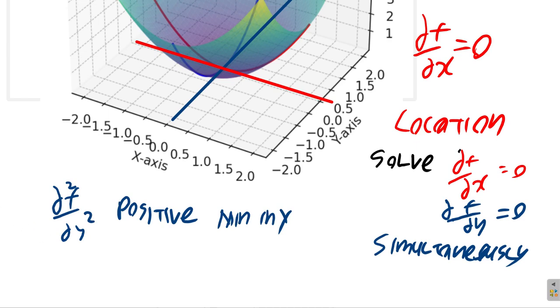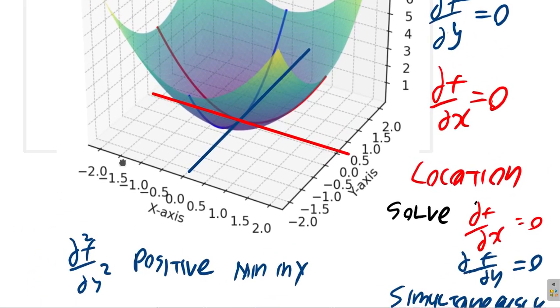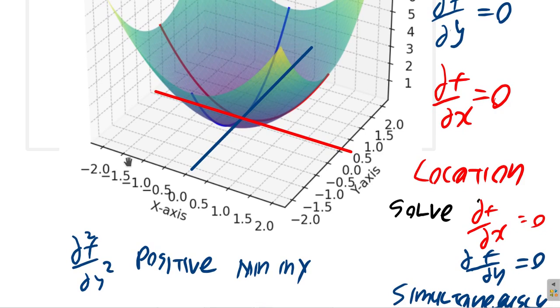Then you talk about the x. What's happening with the x? Because this doesn't mean that delta squared f by delta x squared is also positive, you know. One can be positive and the other negative. So let's see what's happening.